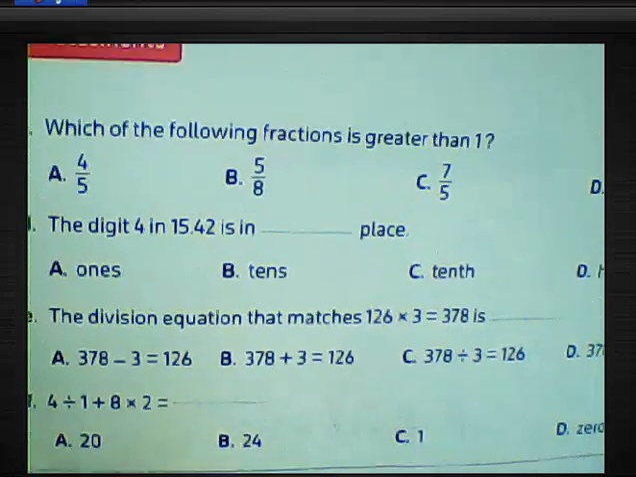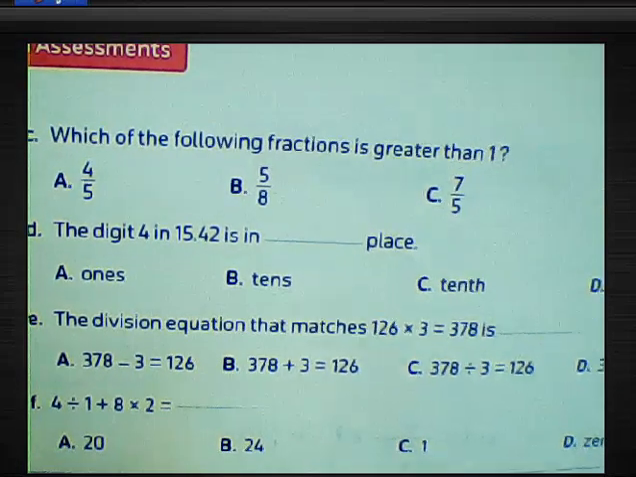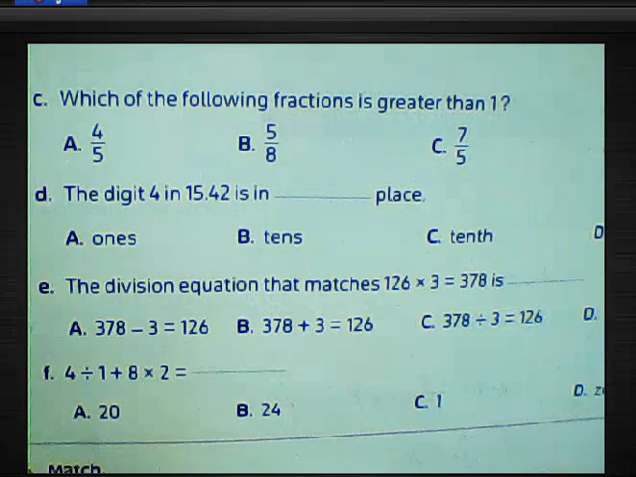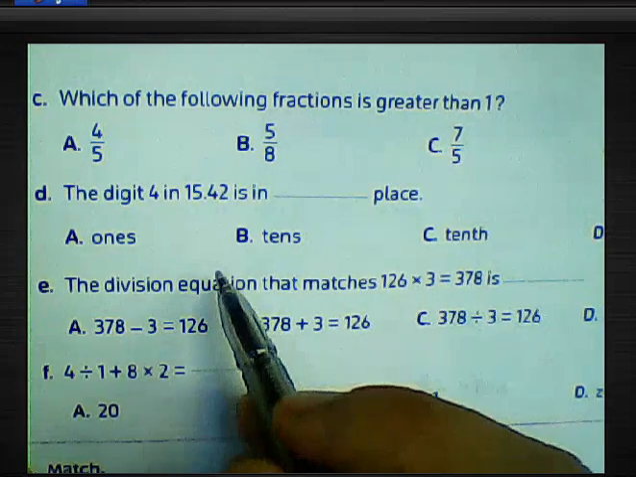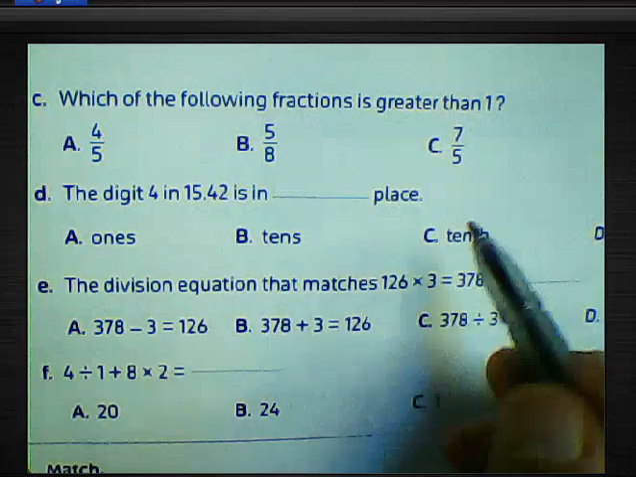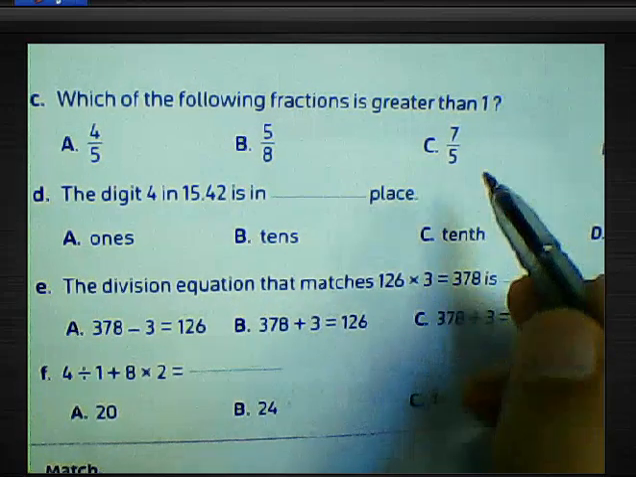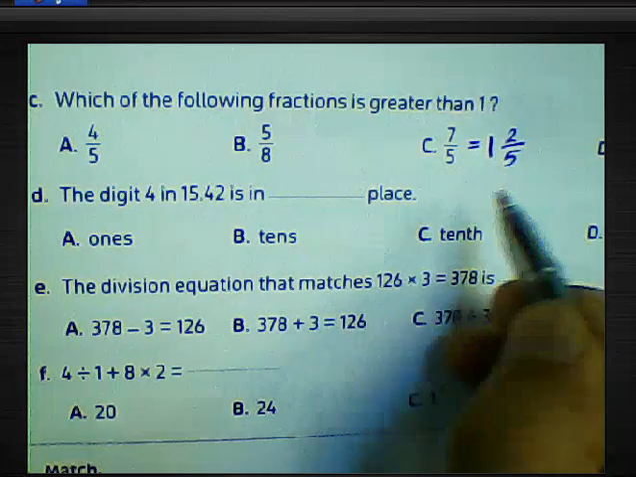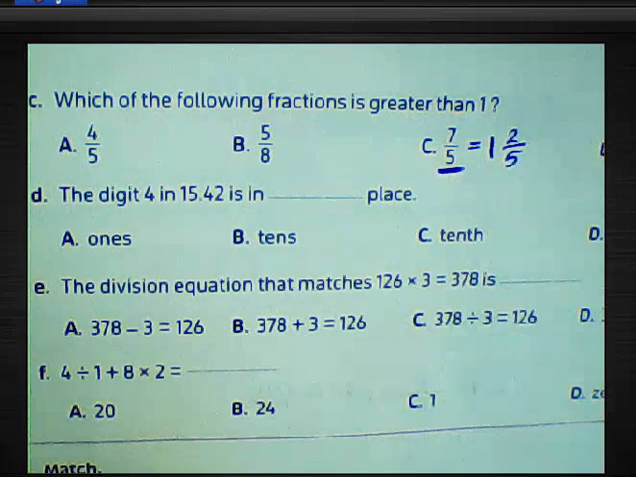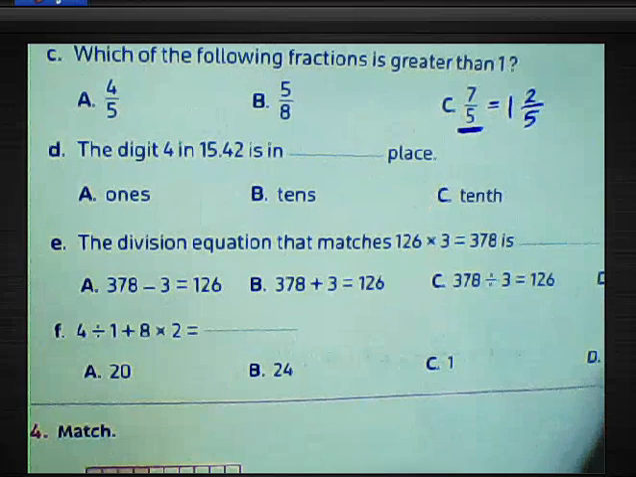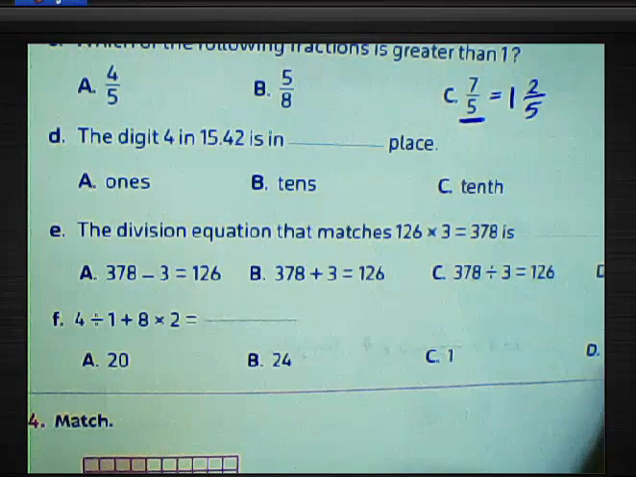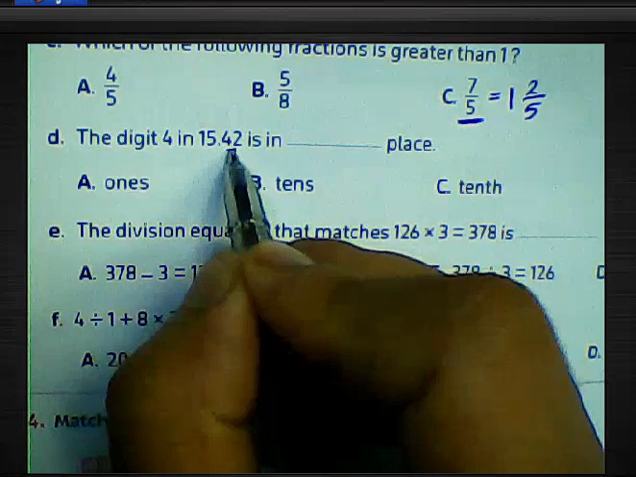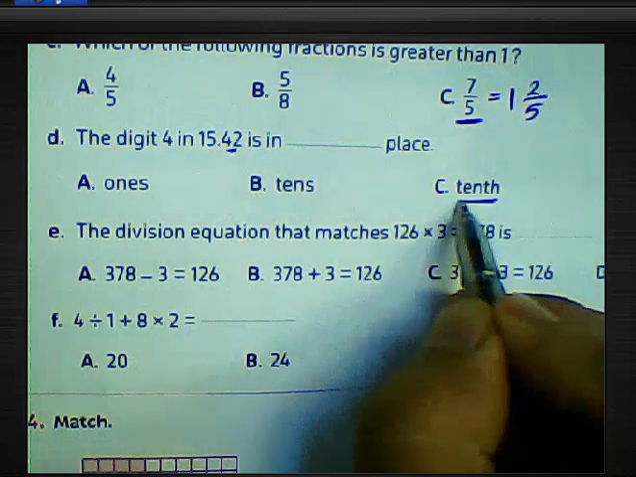Letter C, which of the following fractions is greater than 1? We have 7/5, because 7/5 is 1 and 2/5. Letter D, the digit 4 in 15.42 is in the space place. He asked about 4. 4 lies in the tenths place.